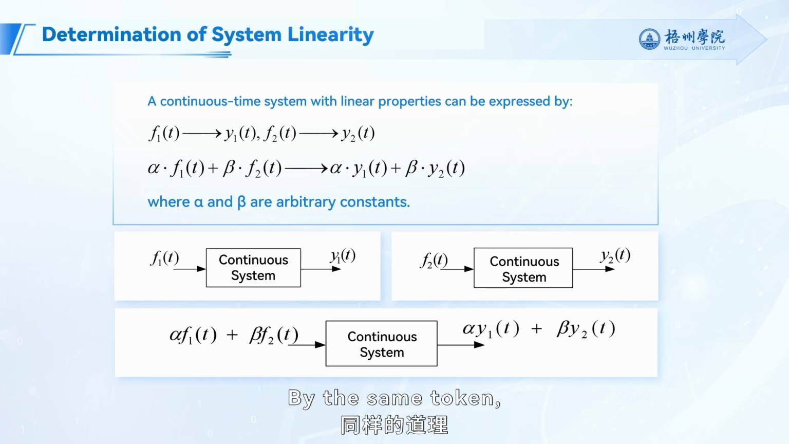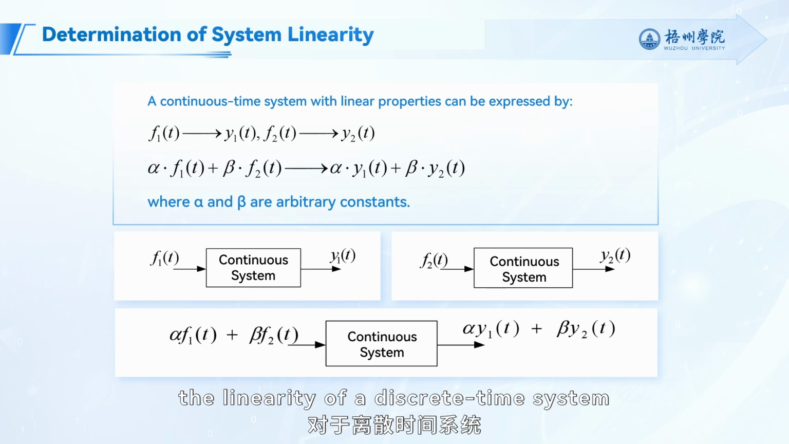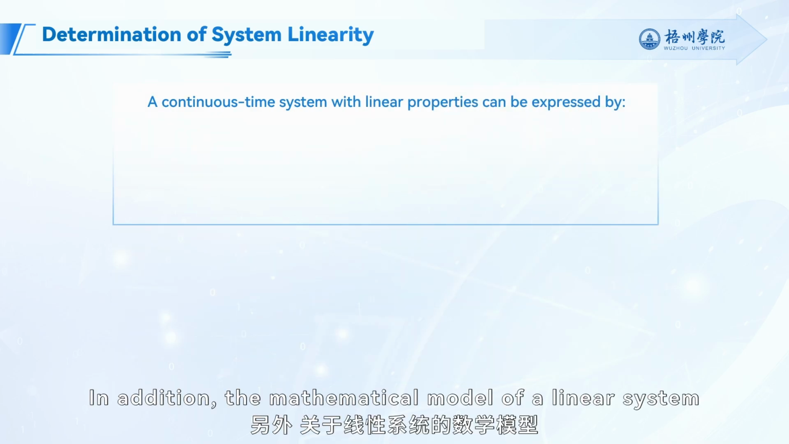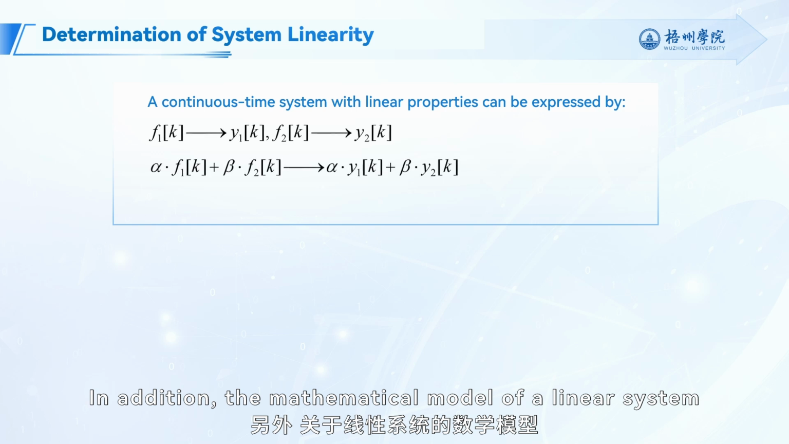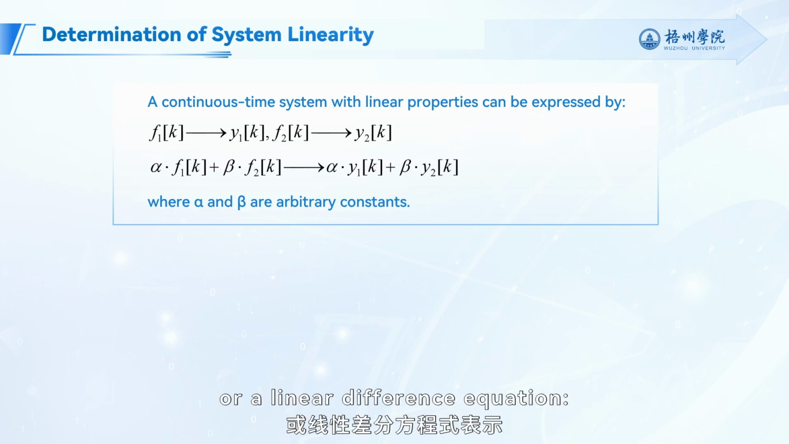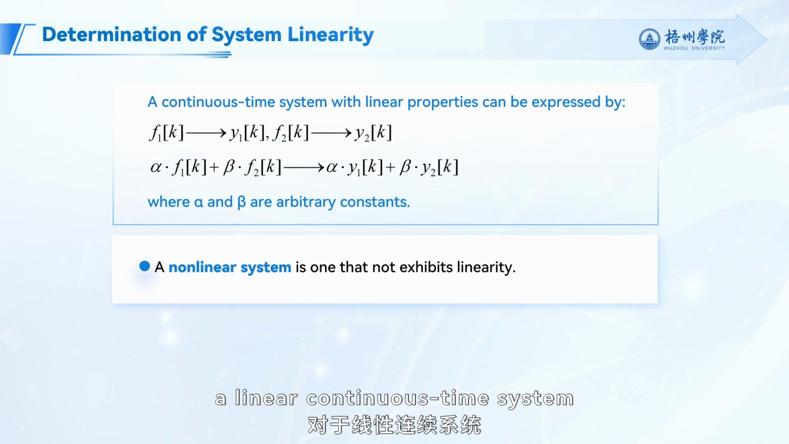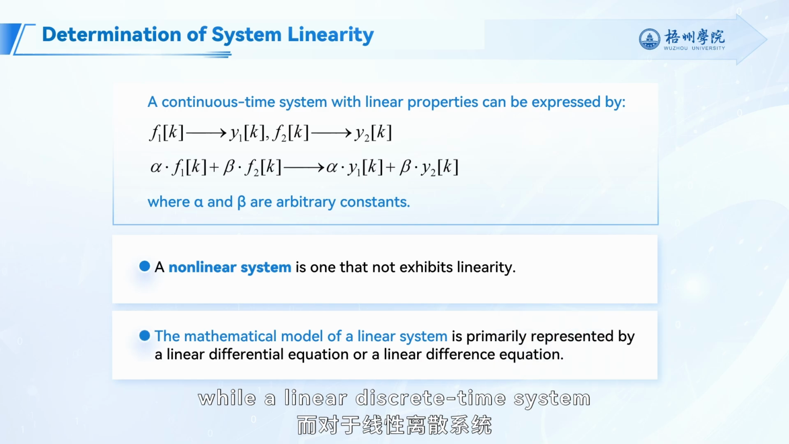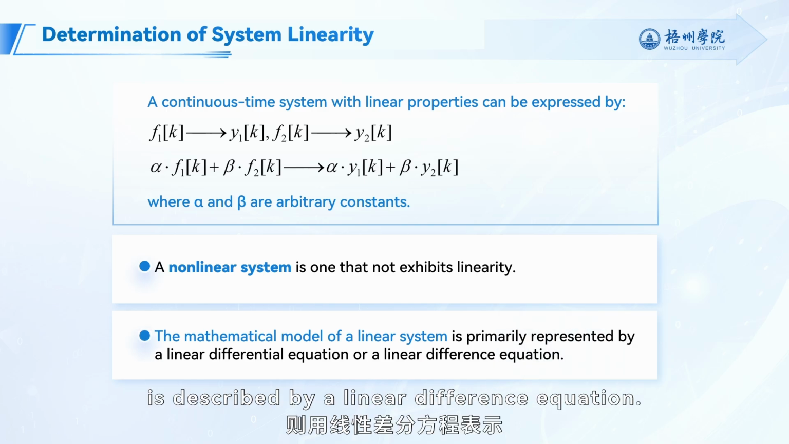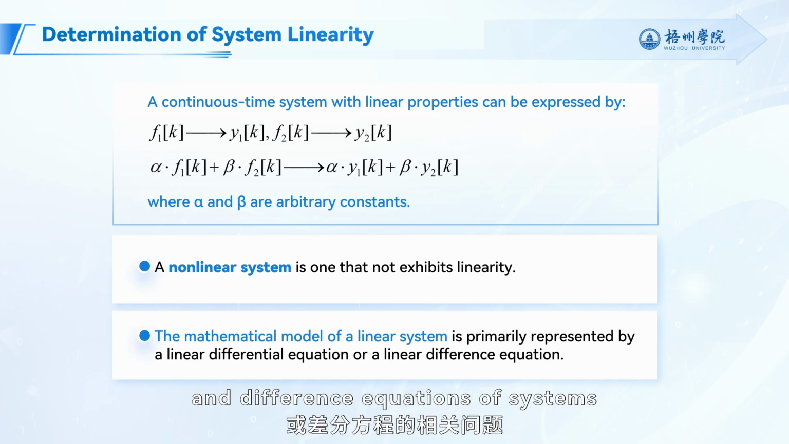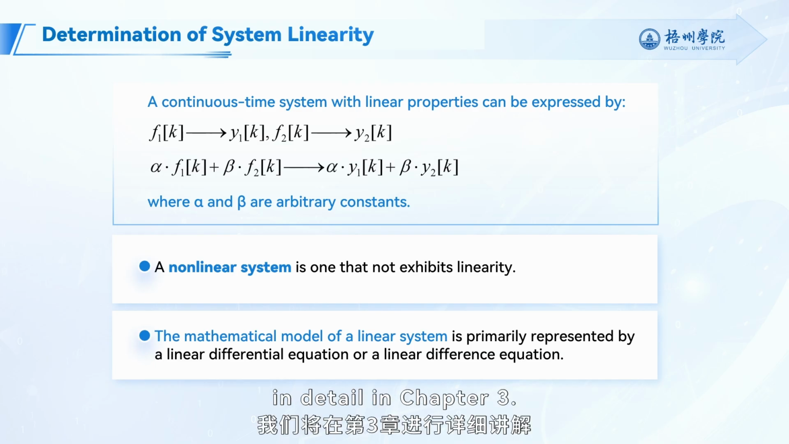By the same token, the linearity of a discrete time system can be judged using the above method. The linearity test for discrete time systems could be expressed by the following. In addition, the mathematical model of a linear system is primarily represented by a linear differential equation or a linear difference equation. A linear continuous time system is described by a linear differential equation, while a linear discrete time system is described by a linear difference equation. We will discuss issues related to differential equations and difference equations of systems in detail in Chapter 3.